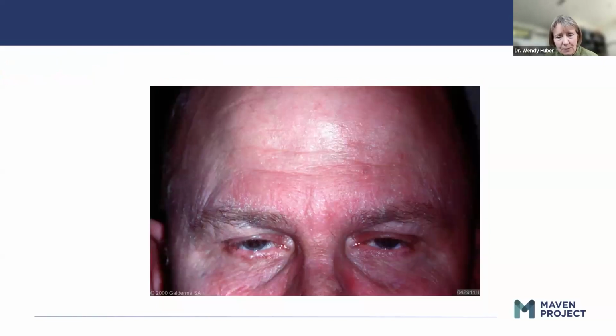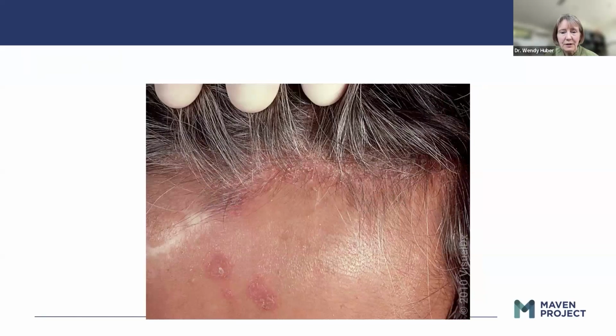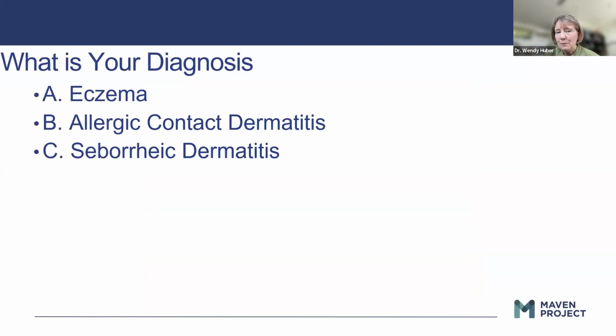Okay, this gentleman comes complaining of some flaking in the eyelids, and I'm sorry, the eyebrows, and also on the scalp. Next slide. Yep, this is the hairline. So you can see just a fine scale along the hairline, a little bit on the forehead. Next slide. All right, so what's your diagnosis?